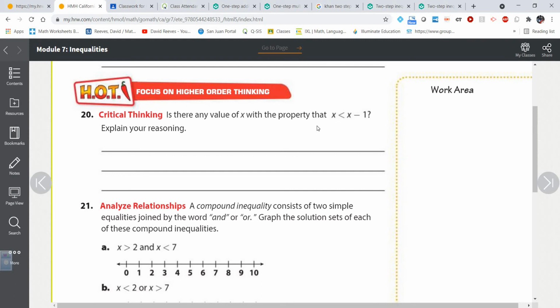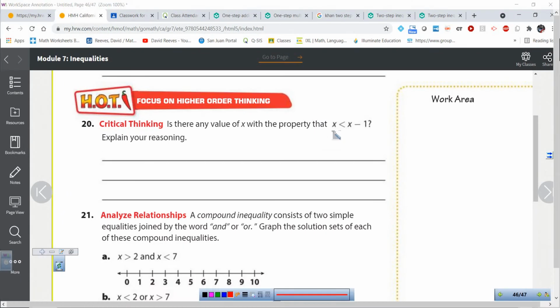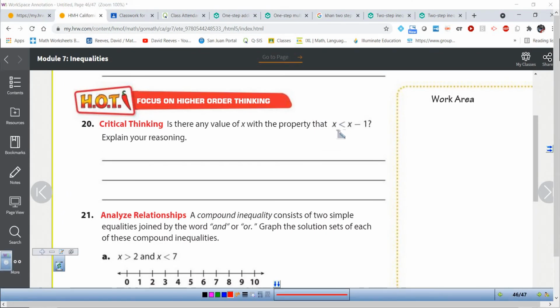Is there any value of x for which x is less than x minus 1? Well, think about it. Is it possible to have a number smaller than when you take one away from it? Well, let's just solve this for x, right? We want to know the value of x that makes this true. When is this true? Well, it's an equation, or rather an inequality, with variables on both sides. If I subtract x from both sides, what happens? I get 0 is less than -1, right?